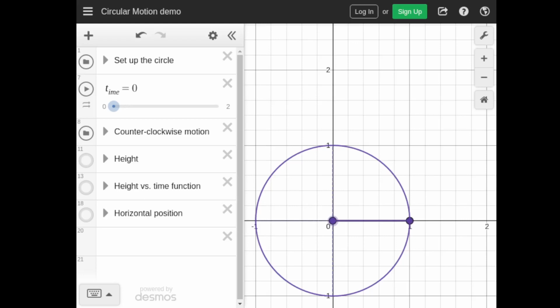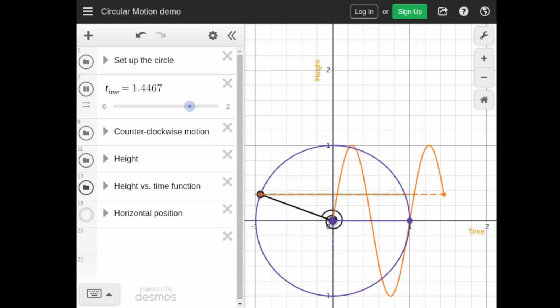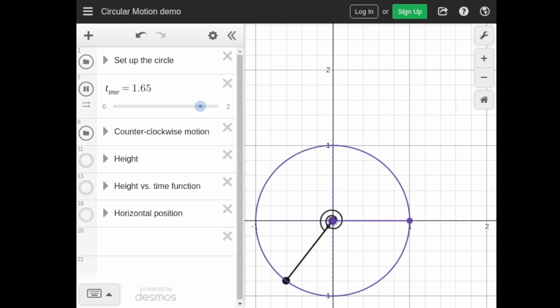In this video, we will see how to mathematically describe motion around a circle. Specifically, we will focus on the height of an object as it moves around a circle. We will create graphs that look like this one to describe that height over time. However, we are not limited to height.